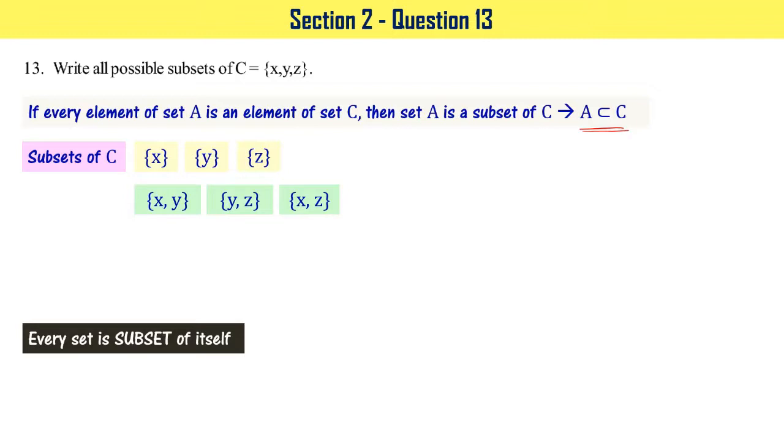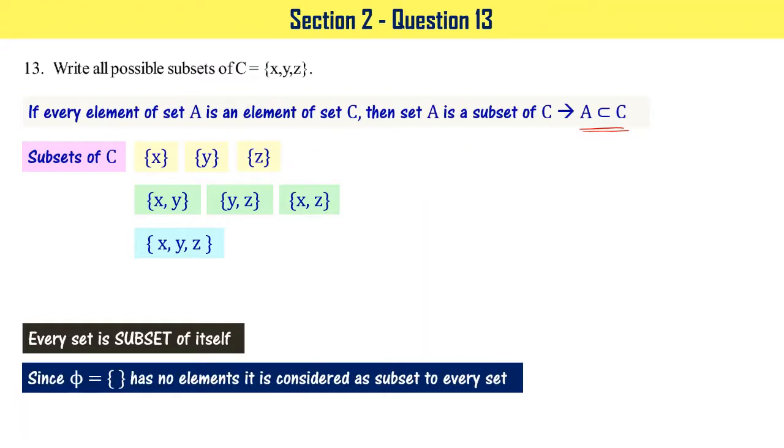We know that every set is a subset of itself. It means set C is going to be a subset to itself. Let's write that also. That is set containing elements X, Y, Z. And we also know that the null set, denoted using phi, since it has got no elements, it is considered as a subset to every set. It means we can now write this set, that is null set, also as subset to C.